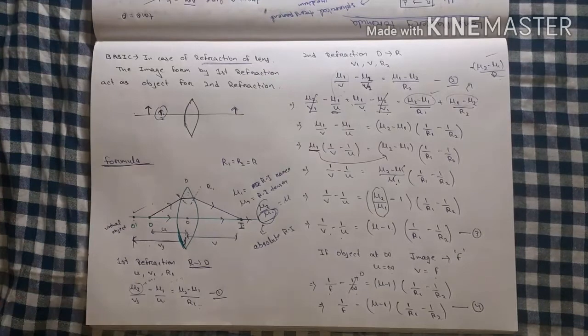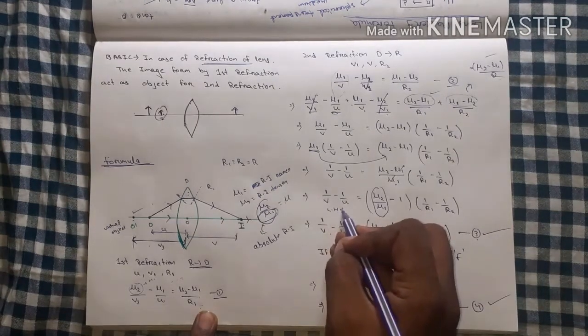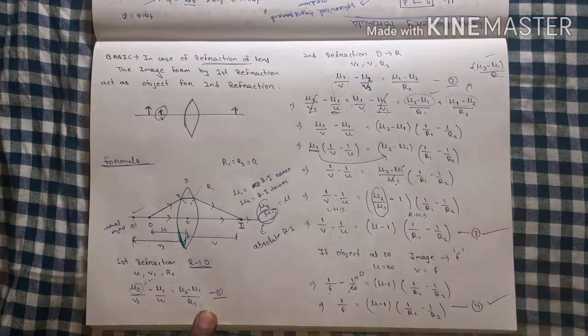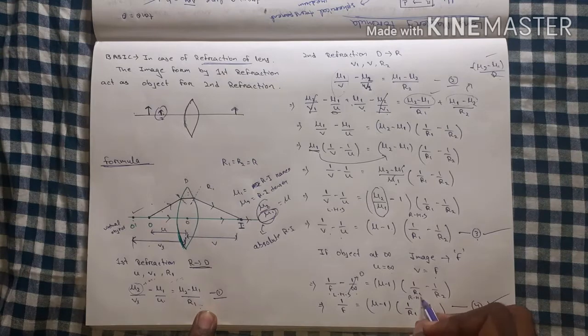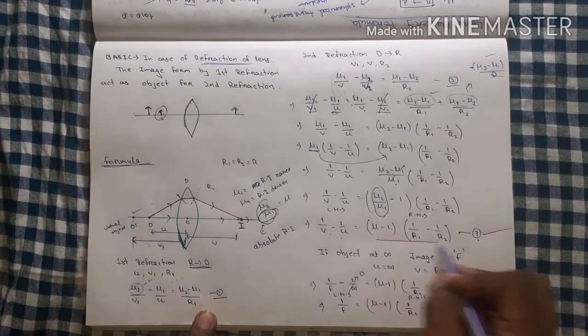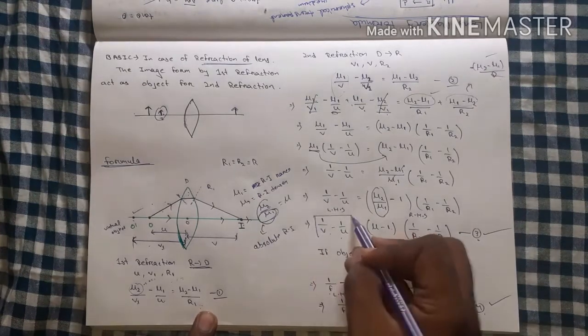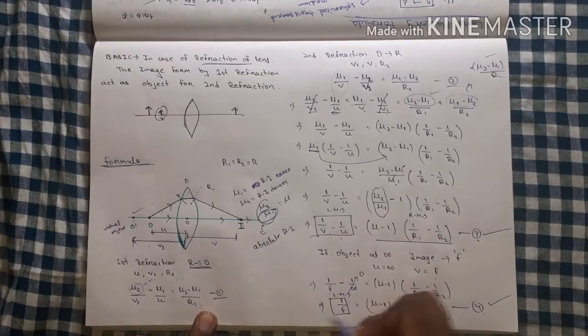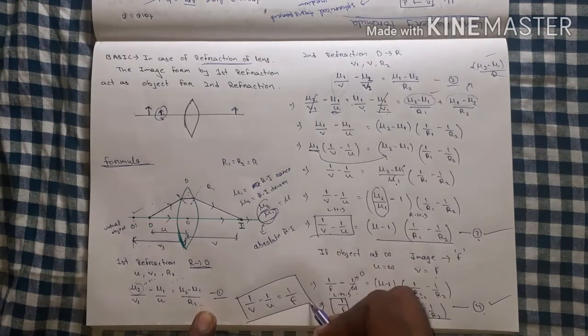Okay. Then see equation 3 and equation 4. Equation 3, this is LHS, this is RHS. Equation 4, this is LHS, this is RHS. Both have the same RHS. If both have the same RHS, then both LHS will be the same or not? Yes. Then 1 by v minus 1 by u equal to 1 by f. It is your lens maker formula.